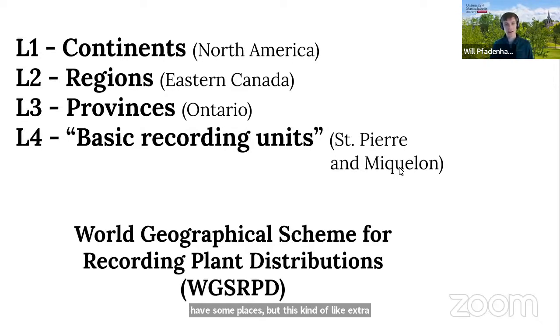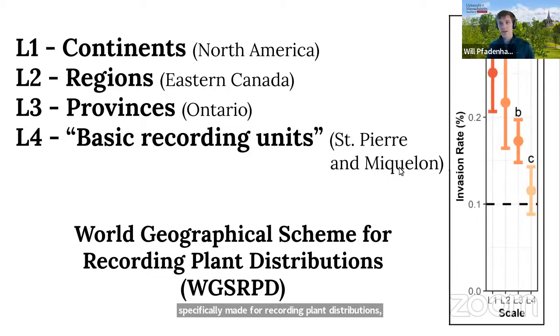If you're wondering where we got all of these things from, these levels come from the World Geographical Scheme for Recording Plant Distributions. This will not be on the test later, but I wanted to bring it up just so that you know this is not something we created. This is a predetermined scheme, and it's specifically made for recording plant distributions, which is why we used it. So then I'll go ahead and give away some of our results right off the bat here.